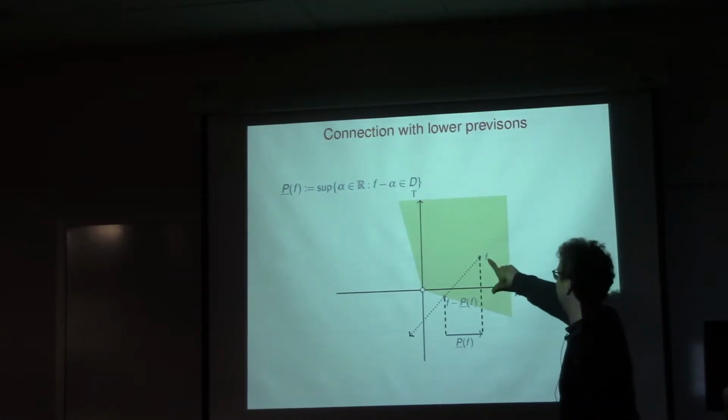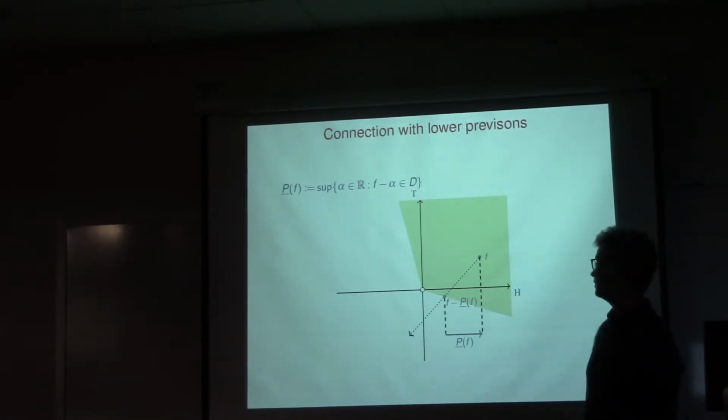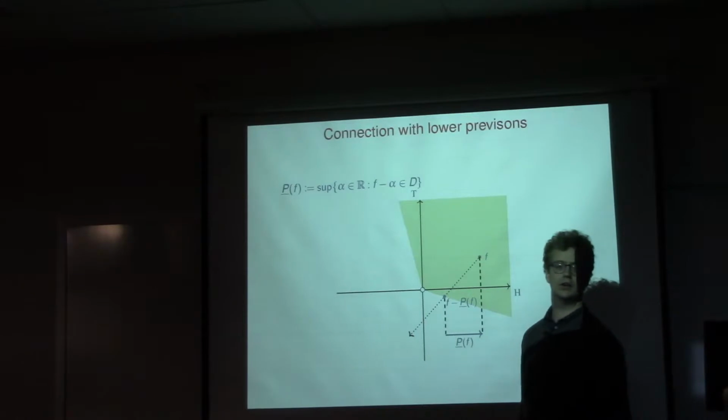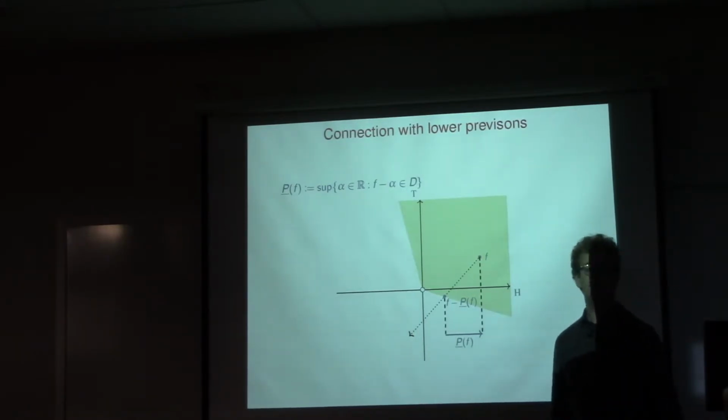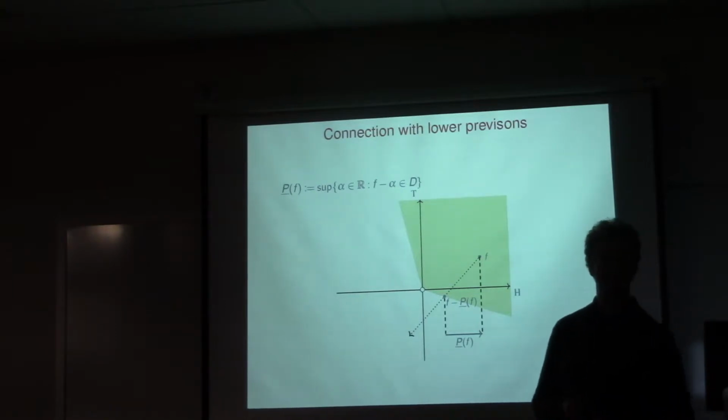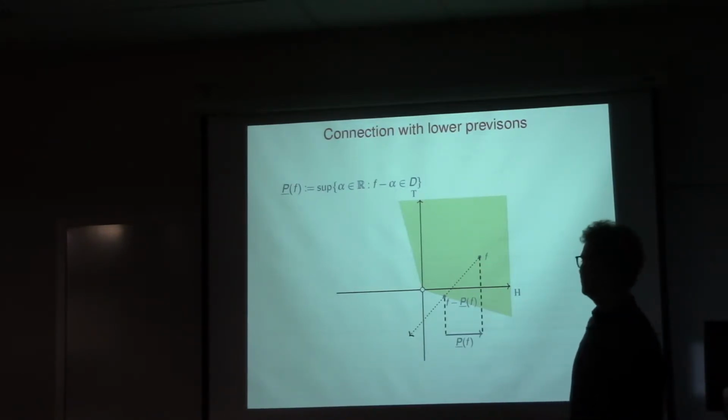And that's the same thing as the vertical distance. So that's the lower prevision of my gamble f. This already tells you why sets of desirable gambles are more informative than lower previsions, and because lower previsions are equivalent to convex and closed sets of probability models, also more informative than that.